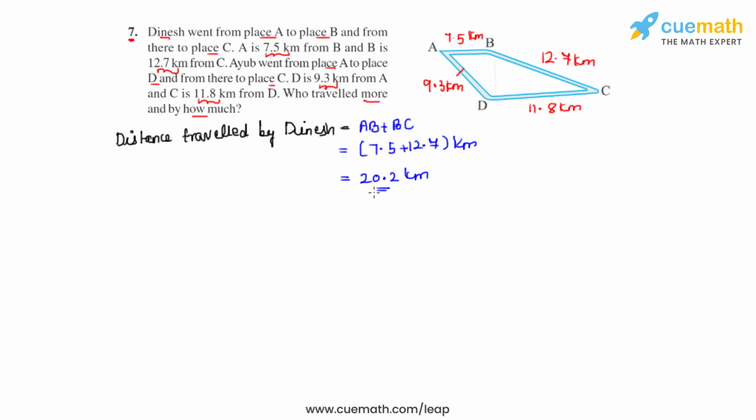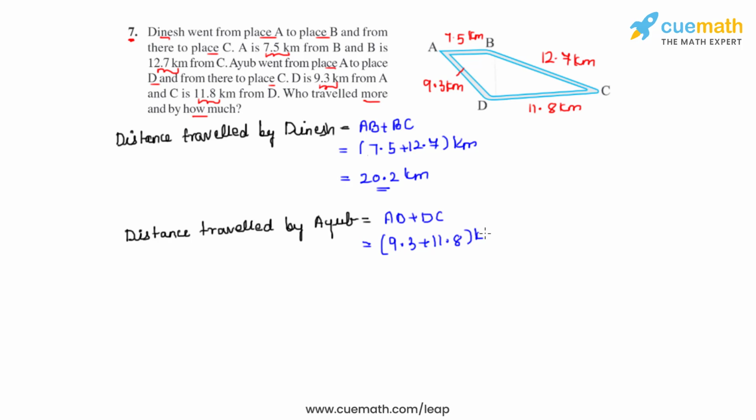Now we will be calculating the total distance which was travelled by Ayub. That can be written as a sum of AD and DC. So we'll be substituting these values. That is 9.3 plus 11.8 kilometers. Adding these two decimal numbers, we get the sum as 21.1 kilometers, which is the total distance travelled by Ayub. Now we can clearly see that Ayub travelled more than Dinesh.